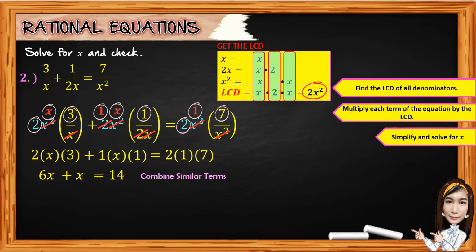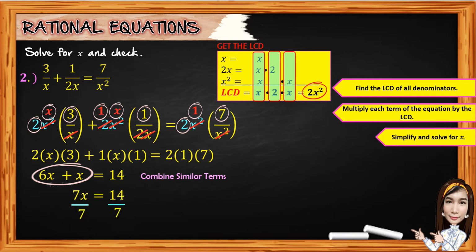Then we're going to combine similar terms. We can only combine similar terms if they are on the same side. So notice that we have there the 6x plus x are considered similar terms because they are both linear terms, having the variable x to the first power. And take note also, the x there has the coefficient 1. It is understood and no need to write it. So 6x plus 1x is equal to 7x equals 14.